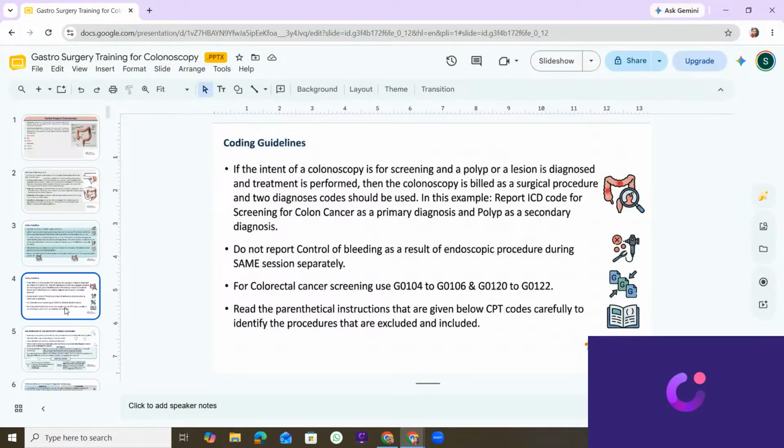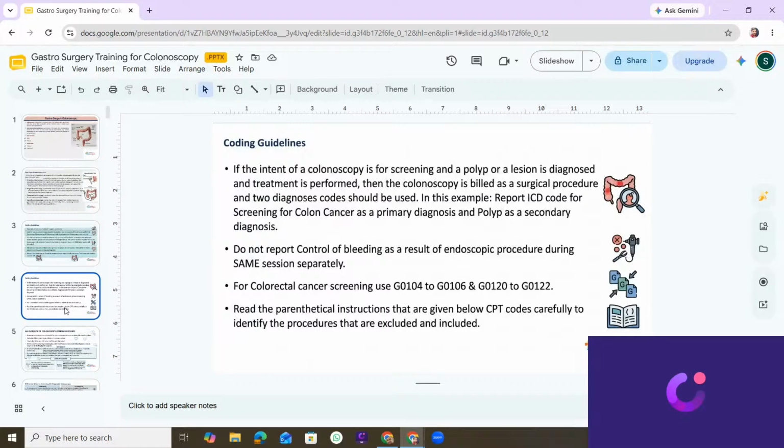Next guideline is if the intent of colonoscopy is for screening and a polyp or lesion is diagnosed and treatment is performed, then colonoscopy is billed as a surgical procedure and two diagnoses should be used. In this example, report the ICD code for screening colon cancer as a primary diagnosis and polyps as a secondary diagnosis. So in this scenario, if a screening procedure is performed and it changes to diagnostic, at that time we are coding two ICD codes. One is a screening code, second is a polyps or therapeutic related code.